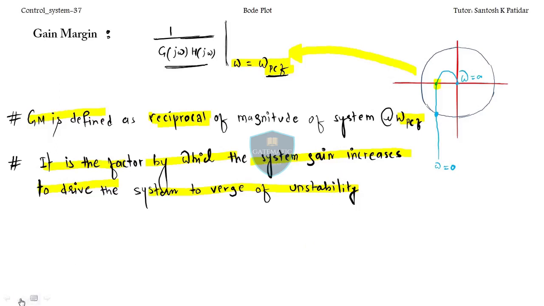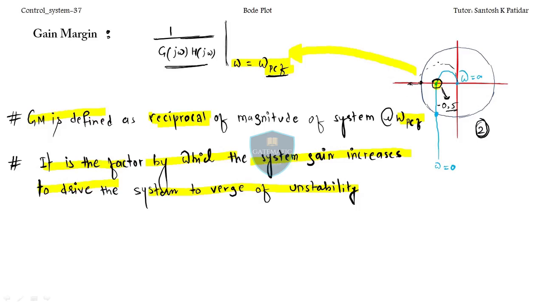See, wait a minute, suppose let's take this point at omega PCF. Suppose you are getting 0.5. Now the gain margin is the reciprocal of this, and the reciprocal of 0.5 is 2. So what this 2 indicates is the factor by which, if you multiply your system, this point will come to 1. This point will come to 1, and after this 1 your system will become unstable.